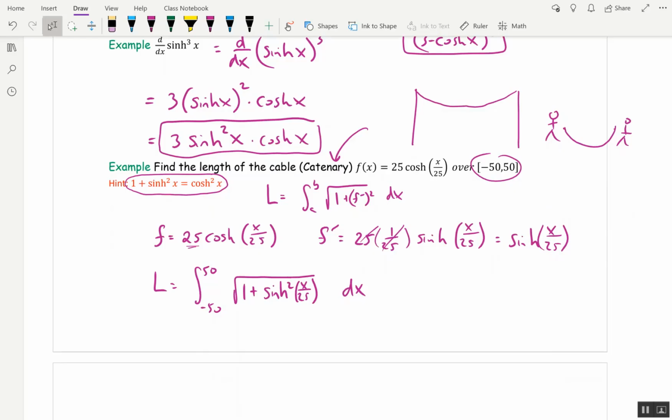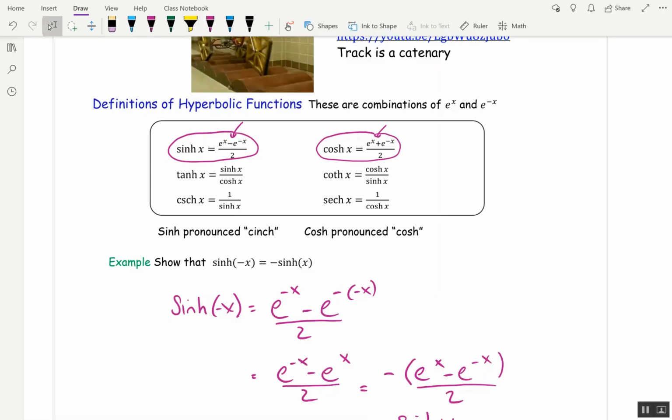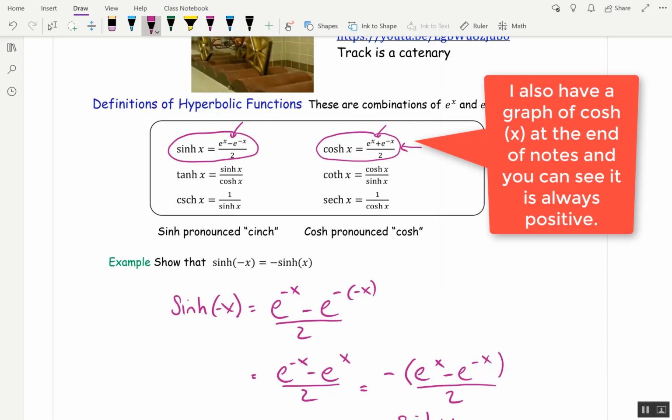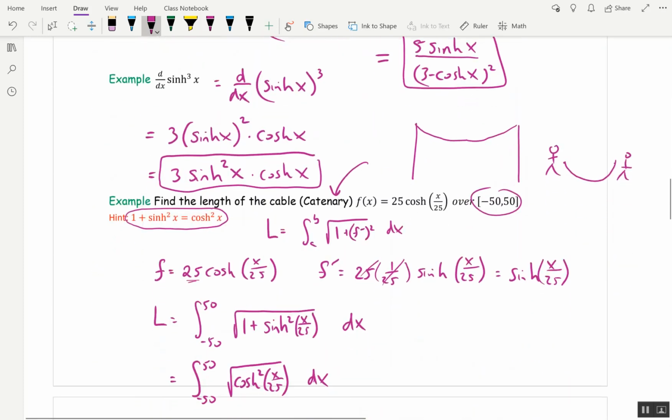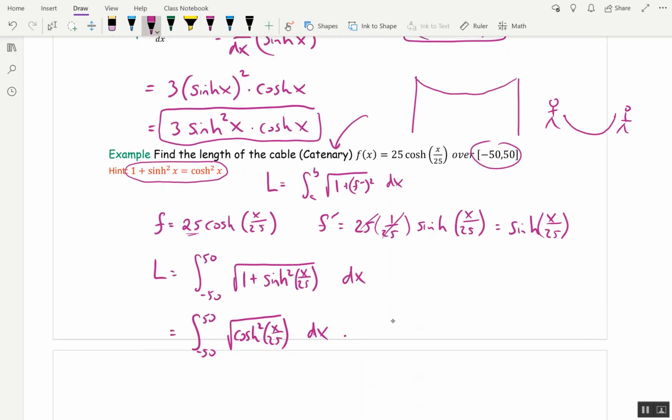Okay, now using my hint, 1 plus sinh squared is cosh squared. So the square root of cosh squared of x over 25 dx. But if you look at the definition of cosh, you will see that cosh is always positive. And so when we square it and take the square root, we get cosh back. There's no absolute value. So this is going to simplify to the integral from -50 to 50 of just cosh of x over 25 dx.